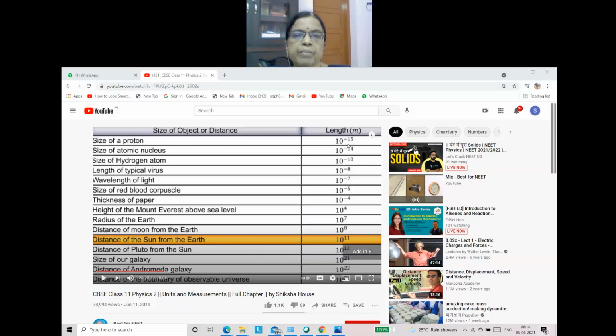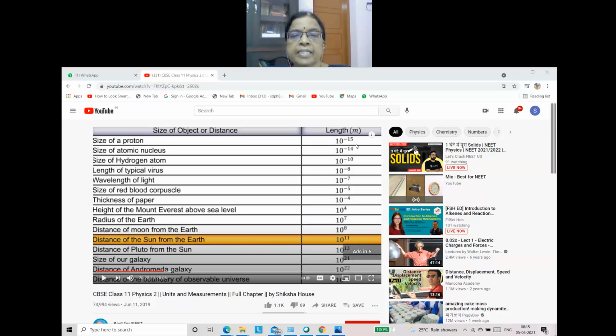So these are very important distances. While we study the other chapters, these quantities will come, and at that time you must know its size. Wavelength of light, 10 raised to minus 7. This and all not needed, just for knowing they have written. Thickness of paper, 10 raised to minus 4 meter. Height of Mount Everest. All these distances just for knowledge.